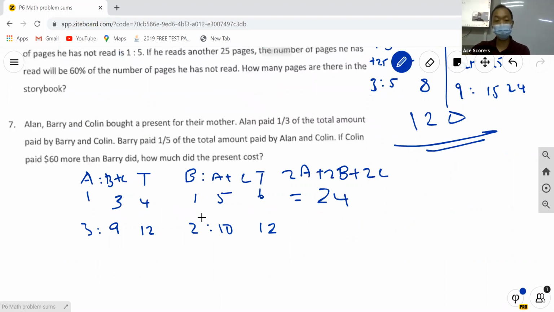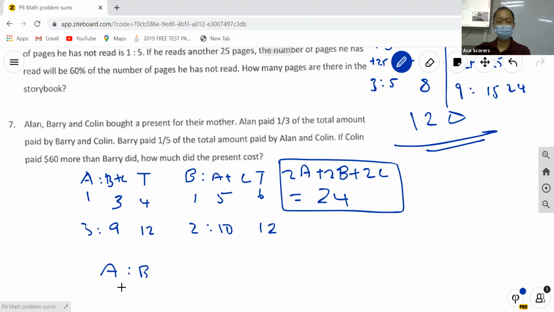So over here, I know that Barry actually paid 2, and Alan actually paid 3. You see, Barry paid 2 units, then Alan paid 3 units. How about Colin? How much did Colin pay? So hang on first. How much did Colin pay? You see, Barry paid 2, right? So B plus C equals 9. A is to B is to C is 3 is to 2 is to 7. Okay, so can you see that you add them together is equal to 12, right? Which is A plus B plus C, so it's 12.